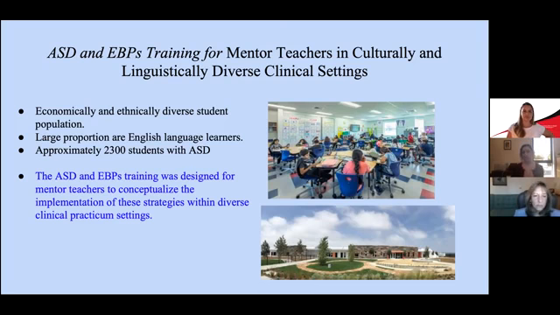So this district is representative of many places in California. It's economically and ethnically diverse. There's a large proportion of English language learners, and in this district there's 2,300 students with autism. So the purpose of this professional development was designed for these mentor teachers to conceptualize the implementation of evidence-based practices within diverse clinical practicum settings.